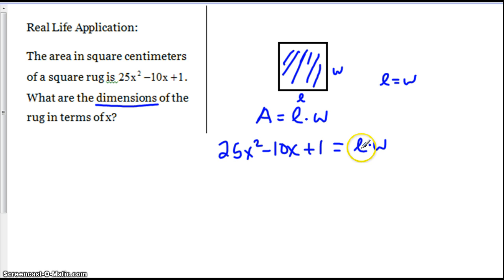Now if you think about what this is, we have a quadratic, and we know we have two things that are multiplied to that quadratic that they are going to be the same since we have a square. So anytime we have to find what multiplies to something, we're going to be using our factoring. So right away I'm going to start to factor to find the dimensions. Remember, the dimensions are the length times the width.